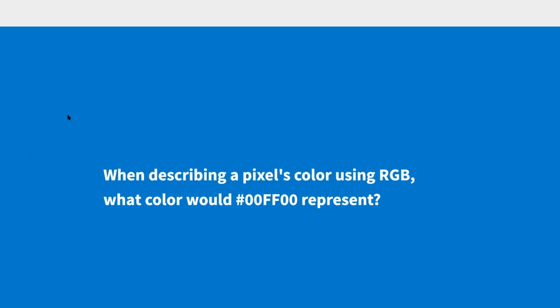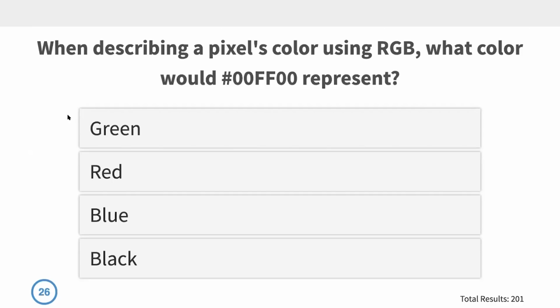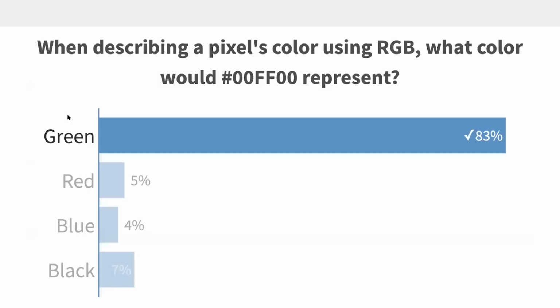How about a more colorful question, Brian? When describing a pixel's color using RGB, what color would 00FF00 represent? Is it green, red, blue, or black? Let's take a look. And in fact, green is correct. Green is correct. And why is that?